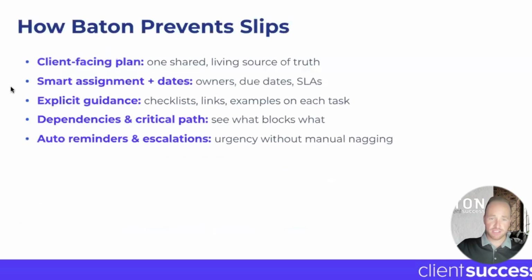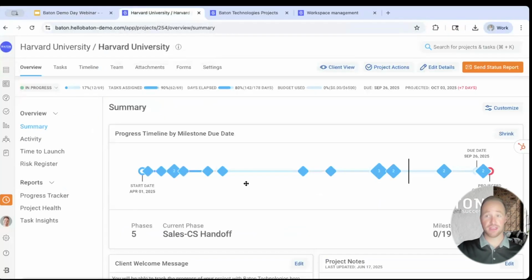So getting into Baton, I'm going to jump right into the product here and show you exactly how we cover these things. And it starts with a client-facing plan, right? Again, it goes to the visibility. We need to make sure that our customers have full visibility into their plan and know exactly whose turn it is to work, when it's due by, when they need to be doing their work, and then also see what happens if they don't.